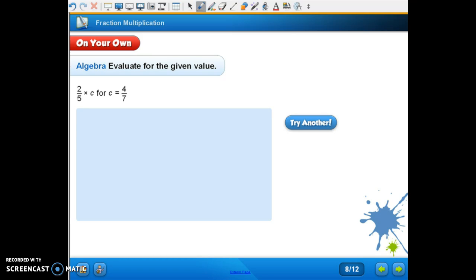This is number 15. Okay, we're going to again substitute a number in for C. 2/5 times C, for C is equal to 4/7. So we're taking 2/5 times 4/7 because we're putting 4/7 over here where C was. So 2 times 4 is 8. 5 times 7 is 35. And that cannot be reduced.